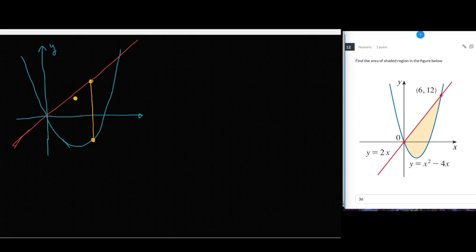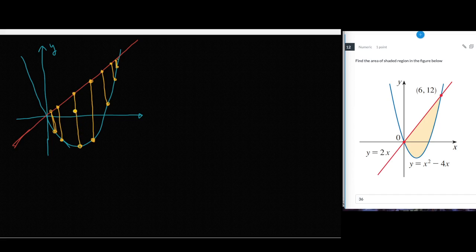Now, if I move my cross section to another location, it will have a different length. Even further to the left, we can see that our cross sections become shorter and shorter. And also, if we move to the right, likewise, our cross sections become shorter and shorter. So this is to say that the length of a cross-section really depends on the position of the cross-section.